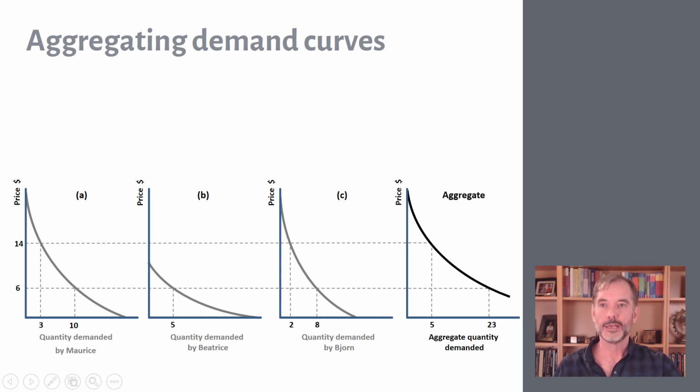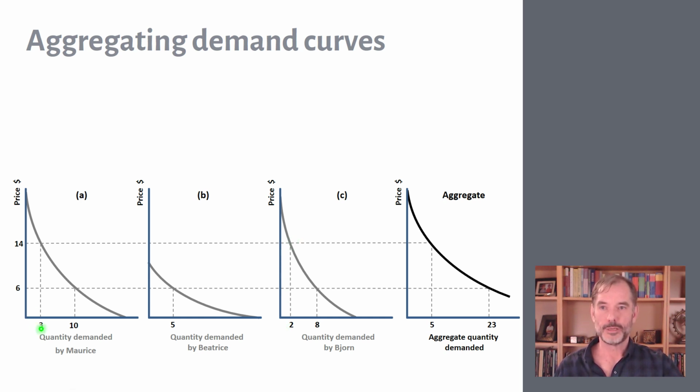Let's go with movies. So I look over here at Maurice and I say, Maurice, at a price of $14, how many movies would Maurice consume? I simply follow that price over to Maurice's demand curve, and at that point I come down to the horizontal quantity axis and I can see Maurice consumes 3. At that same price, Beatrice will not consume any of those movies. That's just priced beyond what she's willing to pay. And then I come over here to Bjorn, and Bjorn's in for 2.